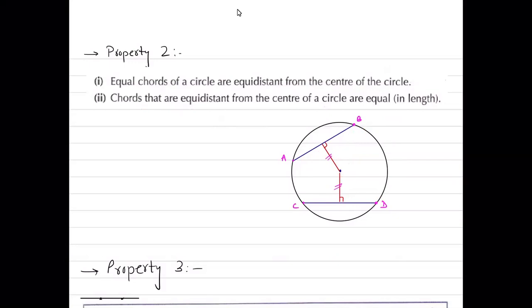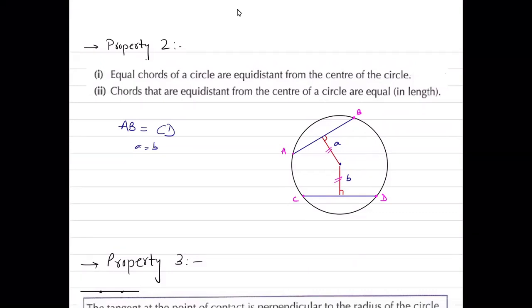So in this case, the length of chord AB must be equal to the length of CD if you know that the two distances are equal. Or if you are given that the chords are equal, then their distance from the center must be equal. Understood? Yes.